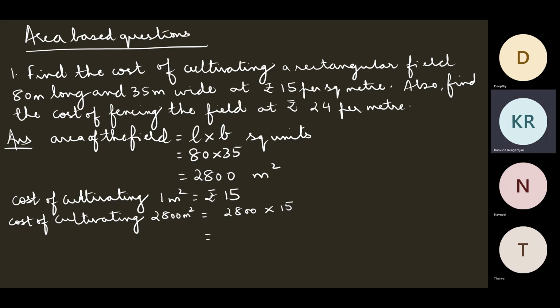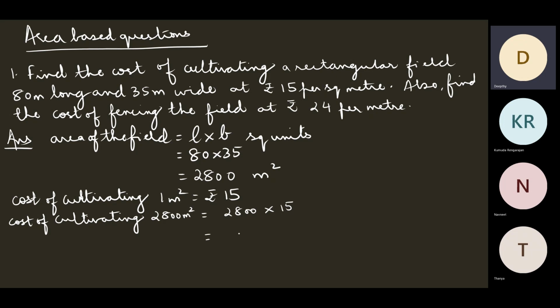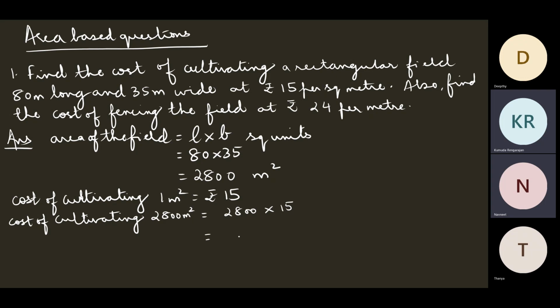No, it doesn't take this long, children. Yeah, tell me. Yes, ma'am. Done. Yeah, what's the answer? Oh, ma'am, sorry. 1 second. I forgot to step. Ma'am, I got the answer. Yeah, what's the answer? Ma'am, 44 lakh 20,000. Okay, Navneet, yeah.